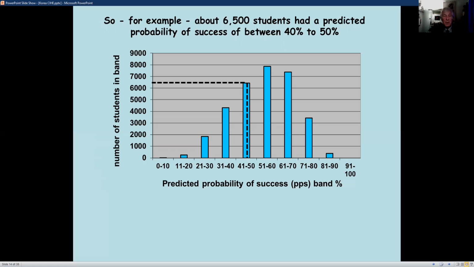So, for example, the dotted black lines here show that about 6,500 students had a predicted probability of success of between 40 and 50%. What does this actually mean? Well, it means that that particular group of students shared characteristics which suggested that around 40 to 50% of them would succeed on the module.